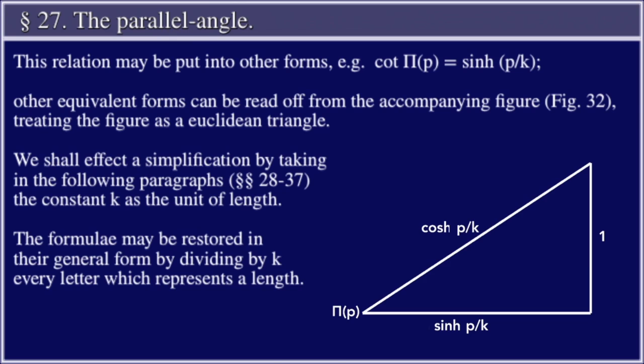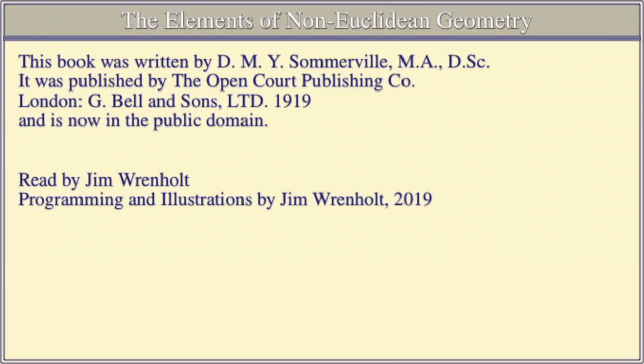This relation may be put into other forms. For instance, the cotangent of the parallel angle Π(p) is equal to the hyperbolic sine of p over k. Other equivalent forms can be read off from the accompanying figure, figure 32, treating the figure as a Euclidean triangle. We shall effect a simplification by taking, in the following paragraphs, sections 28 through 37, the constant k as the unit length. The formulae may be restored in their general form by dividing by k every letter which represents a length.